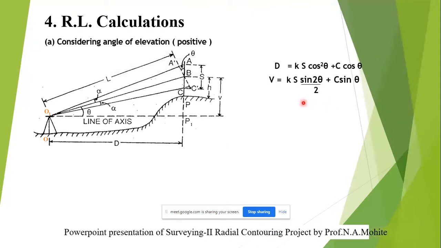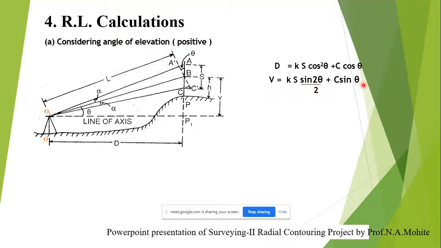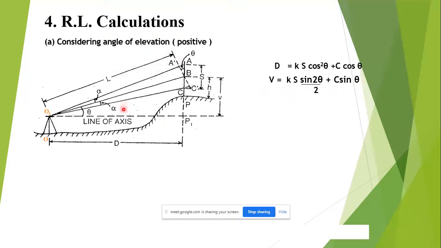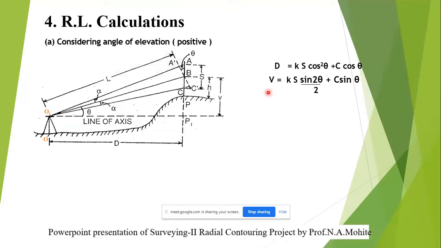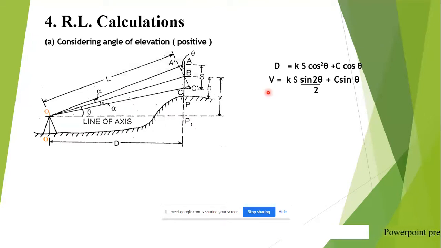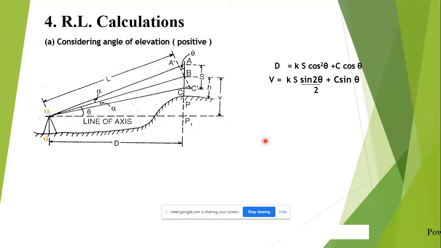Then to calculate the vertical distance, we use the formula V = ks sin 2θ / 2 + c sin θ, where theta is the same vertical angle made with respect to the middle crosshair reading. We calculate this D and V, the horizontal and vertical distances between the instrument station and the staff station, for each and every staff position marked on the grid.